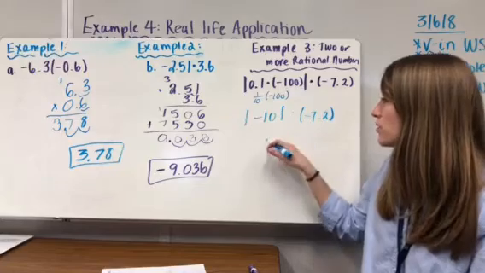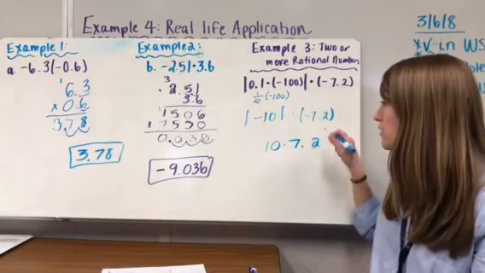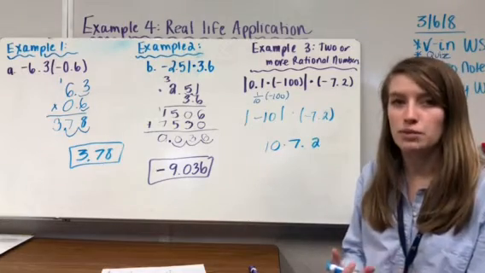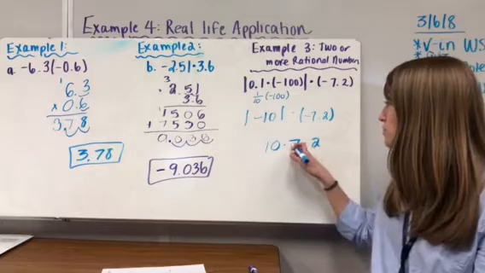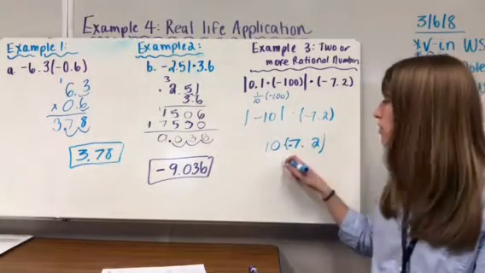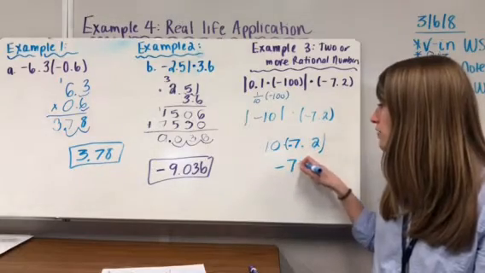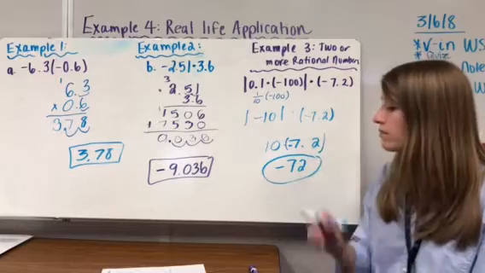The absolute value of negative 10 is 10. Then I'm going to multiply it by negative 7.2. Multiplying anything by 10 means I'm just moving my decimal. This would move my decimal, still a negative 7.2. I would move my decimal one to the right, so my final answer is negative 72, because a positive times a negative is a negative.